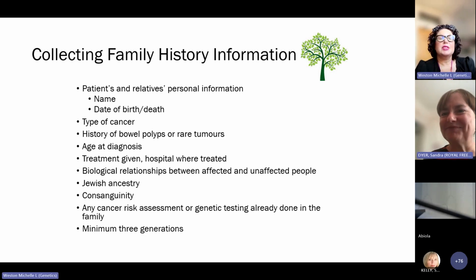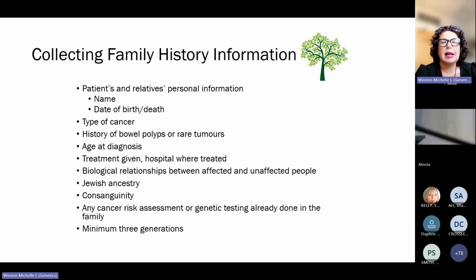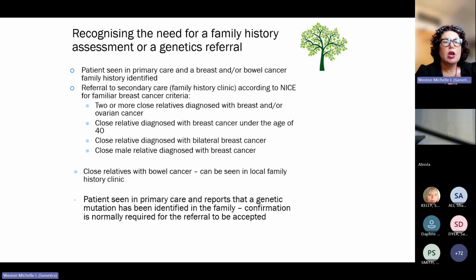Thank you. So as we're collecting family history information, we collect names, ages of diagnosis, treatment given, relationships between the people affected, unaffected, as I say, ancestry, and then if there's any genetic testing that's been carried out in the family. So the importance of recognising a need for a family history assessment is so that people, as I explained, can have access to a risk assessment.